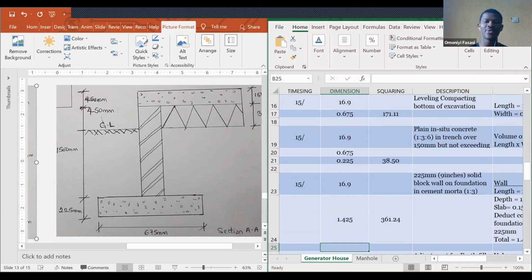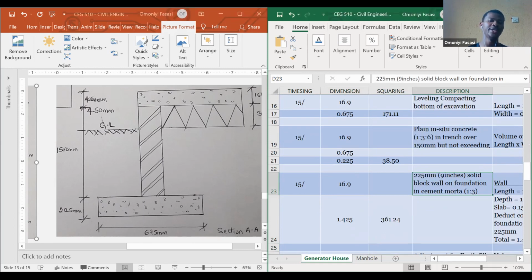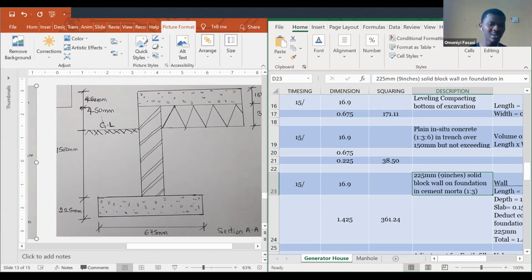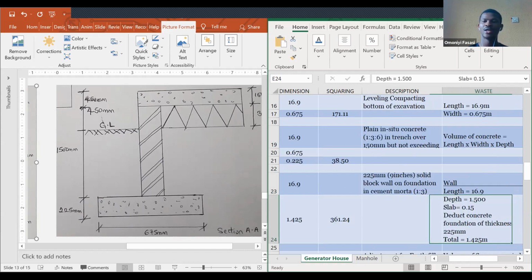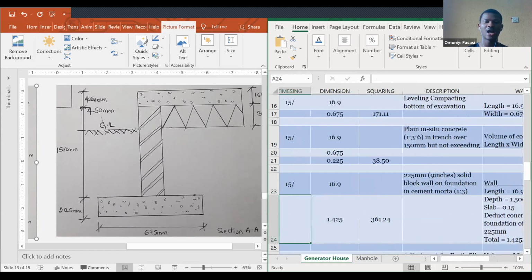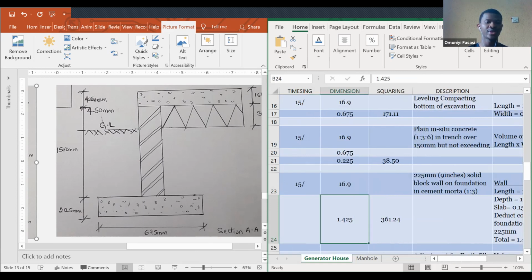The next one now is you placing your block wall. Basically, when you're done with your footing, you can now place your block wall. So what's going to be the length of where you'll be working? Still the same perimeter, right? 16.9. Then you multiply by the depth you'll be working with. Because this is from year to year now, you need to know the actual depth. So normally the depth from year to year is 1,500.